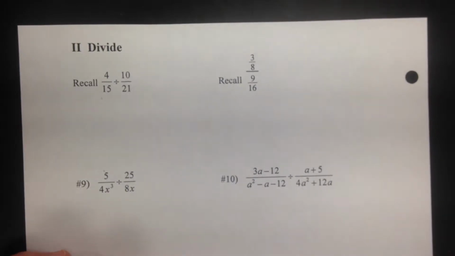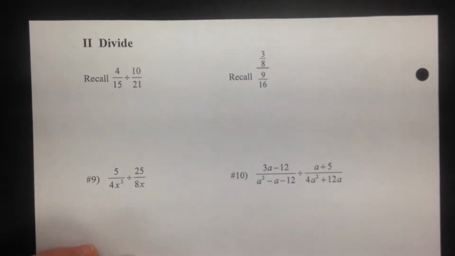All right, welcome back. Now we're here at part 2 of these notes. On the front, we were looking at multiplying rational expressions. Rational just means fraction. So now let's look at division. Let's start with a couple examples with just numbers.